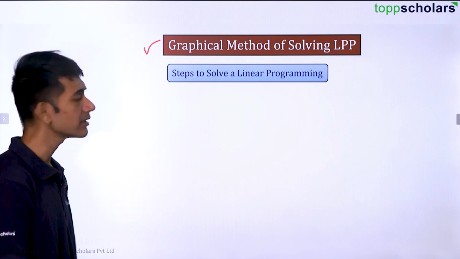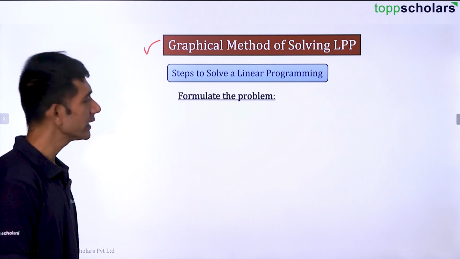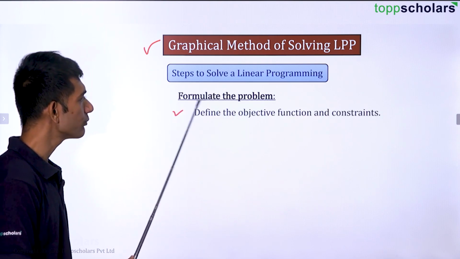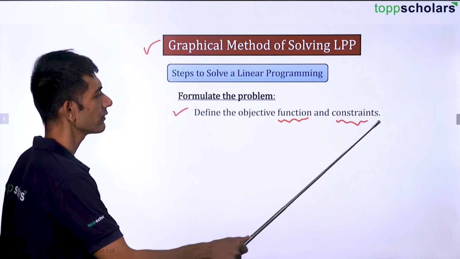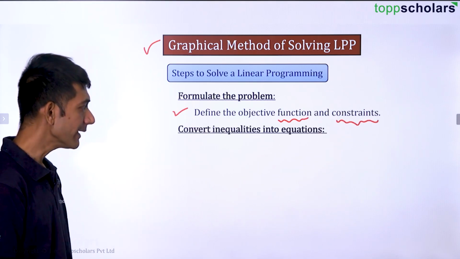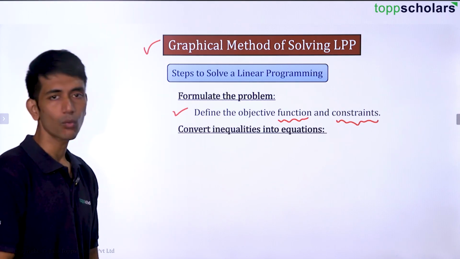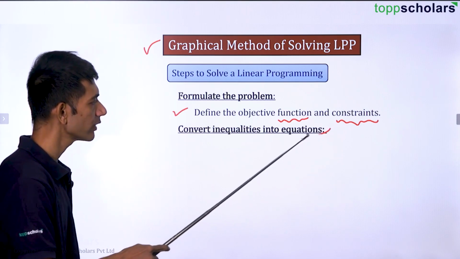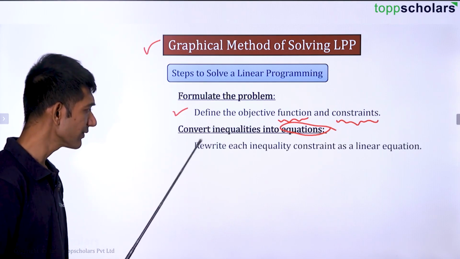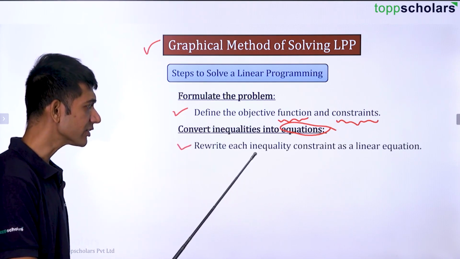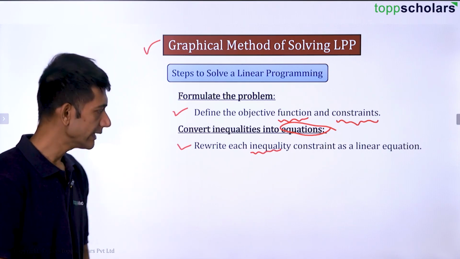So what is the graphical method and what are the steps involved? Firstly, what we need to do is we'll formulate the problem. That is, we'll define the objective function and the constraints. Then, whatever inequalities you get, we will convert those inequalities to equations. We'll rewrite each inequality constraint as a linear equation.